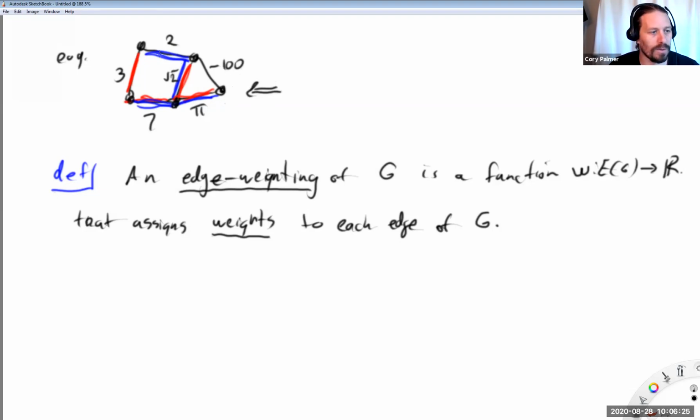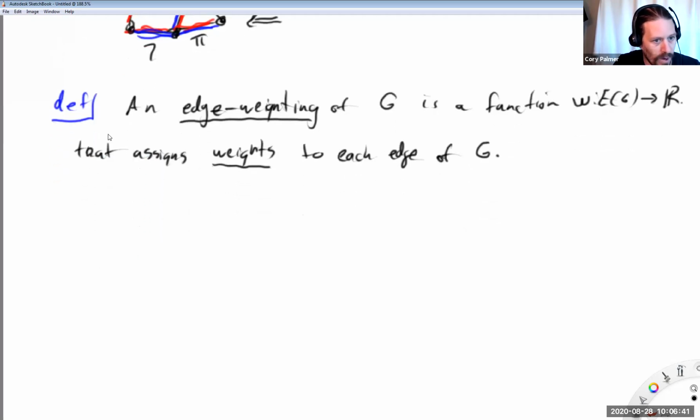Okay. Another one might be a social network or something. There might be a strength of friendship or something like that. I actually don't know of a social network that does that, but it's pretty easy to imagine such a thing. Okay, so what we're going to want to find is what's called the minimum weight spanning tree.